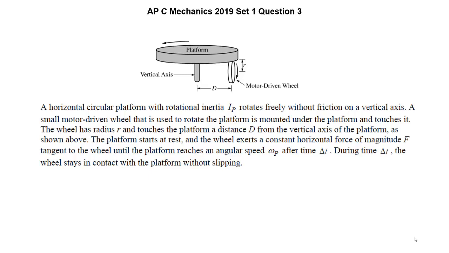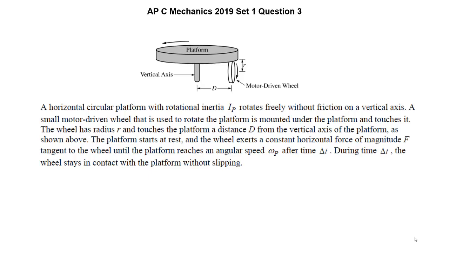Well, hello everyone, and welcome to AP C Mechanics 2019 Set 1, Question 3, which you very quickly can see is the dreaded rotation problem. This one I think is doable, there's little hard parts in it, and it does have a part at the very end where you could grab a couple of points if you've read that far and you haven't just given up because it's a rotation problem.